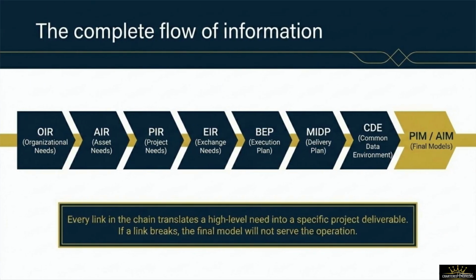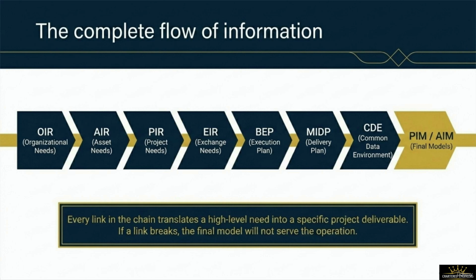Let's walk through the complete information chain to understand how a high-level corporate need translates into a specific, tangible project deliverable. The flow begins with the Organizational Information Requirements, or OIR. This document directly informs the Asset Information Requirements, or AIR, which capture specific equipment needs. Together, these feed into the Project Information Requirements, or PIR, to define the project's parameters. The PIR then shapes the Exchange Information Requirements, or EIR, which are embedded directly into procurement tenders.